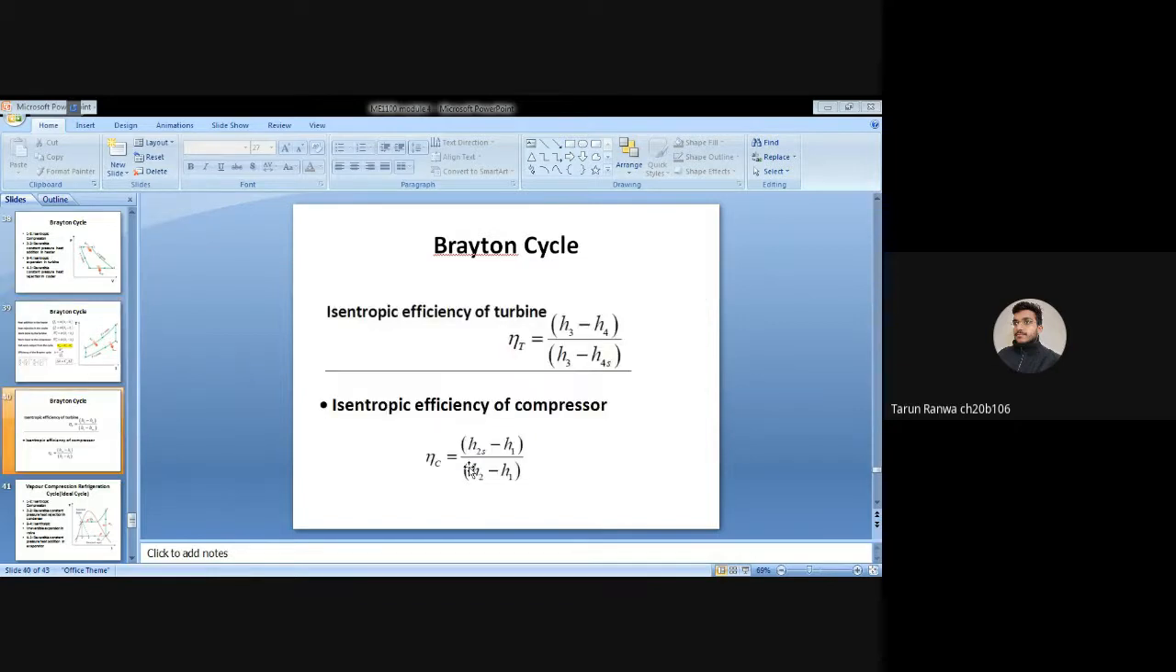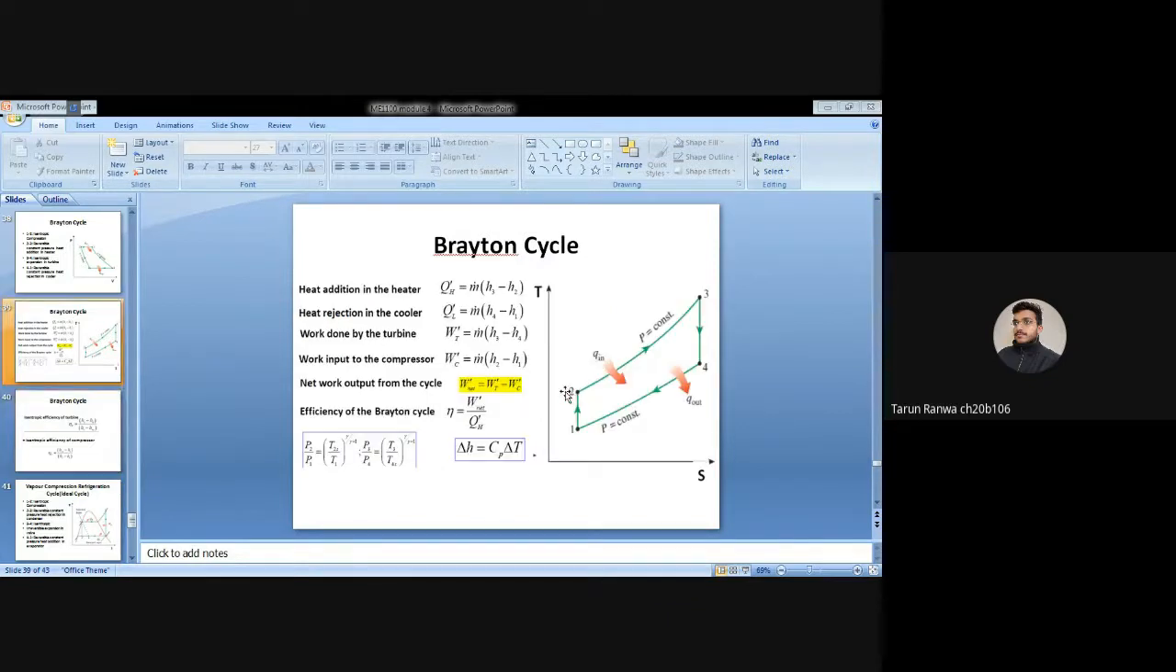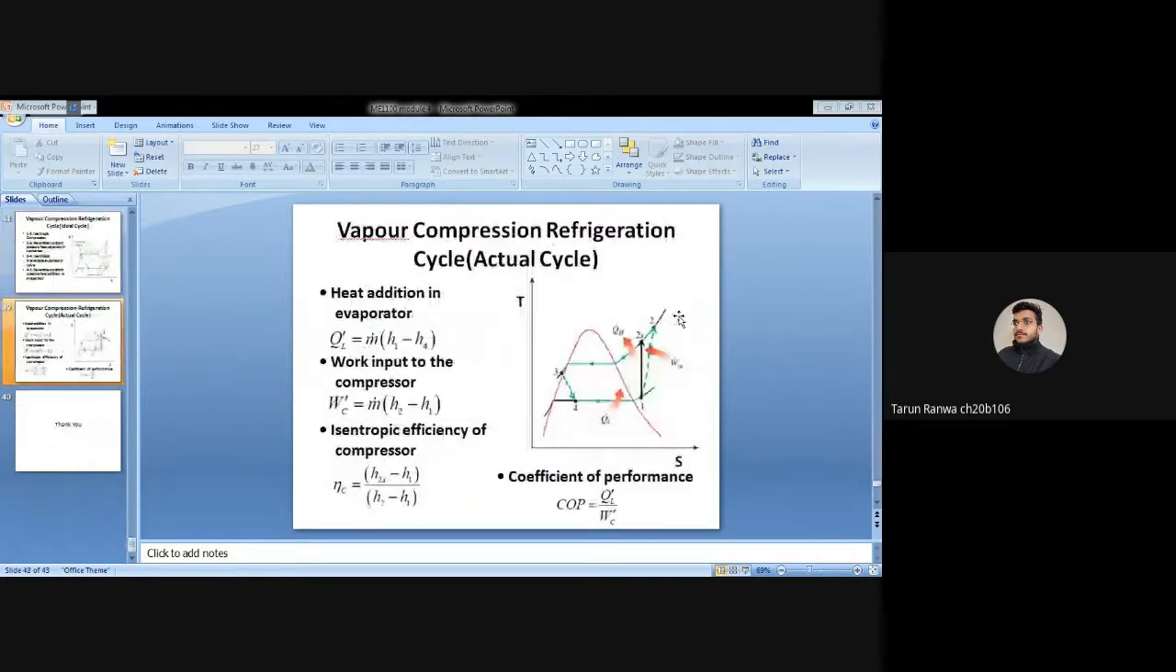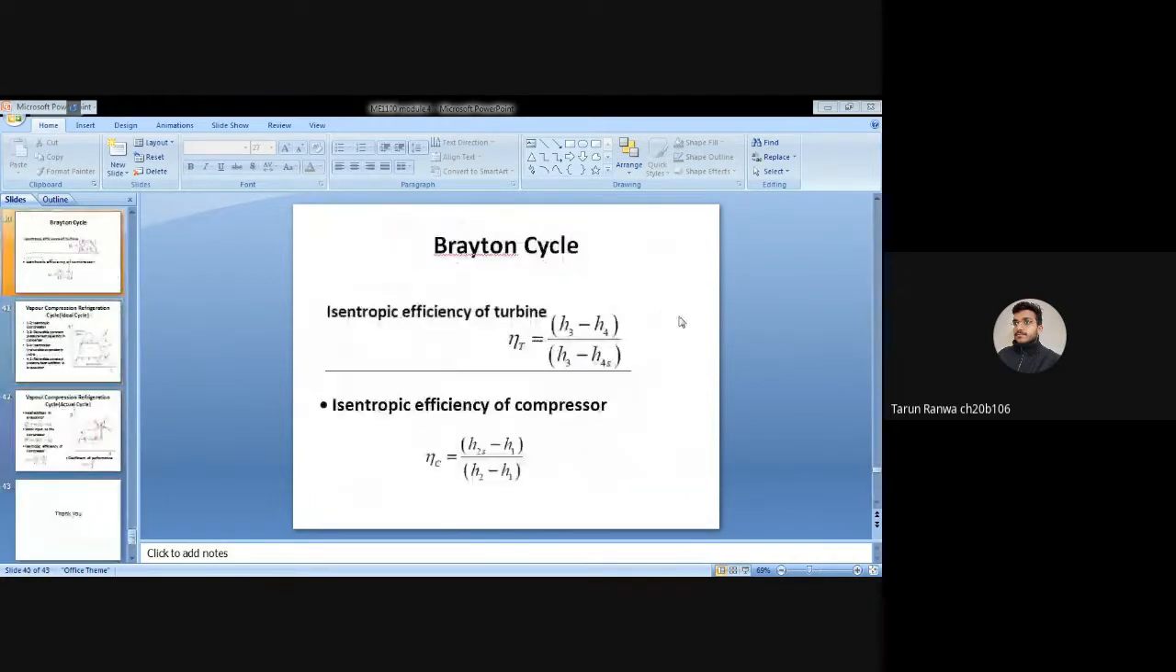Now the isentropic efficiency of the turbine in the Brayton cycle equals H3 minus H4 divided by H3 minus H4s. And we can write the isentropic efficiency of the compressor in the Brayton cycle equals H2s minus H1 divided by H2 minus H1.